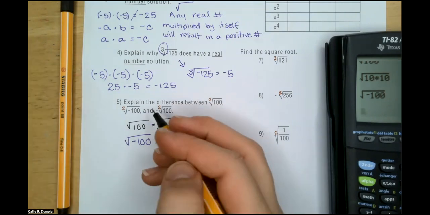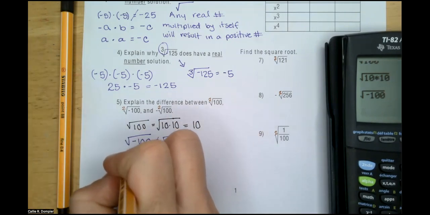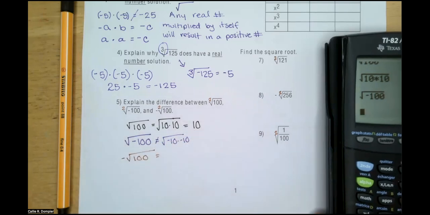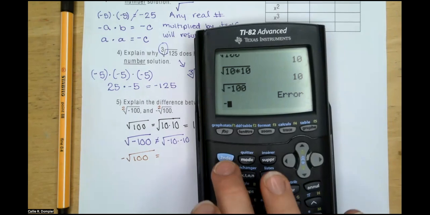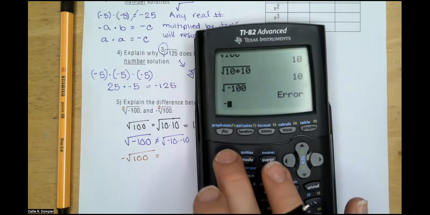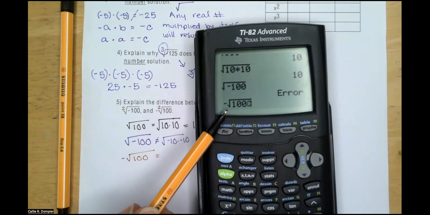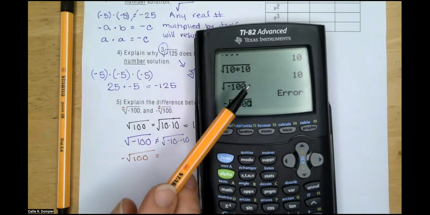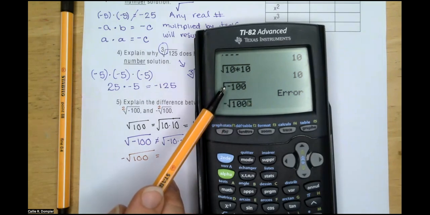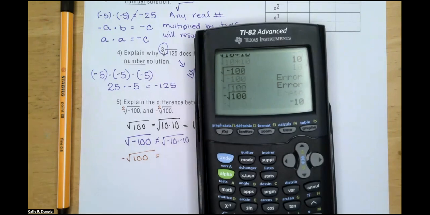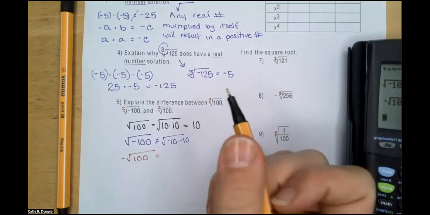However, this third example has a negative outside the radical. What do you think is going to happen? We've never seen this before. Negative square root of 100. We know that the square root of 100 is 10, and there's a negative sign in front. The negative sign was underneath it before, but here the negative sign is outside the radical. It's negative 10.